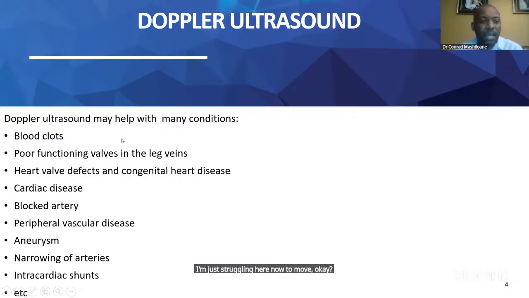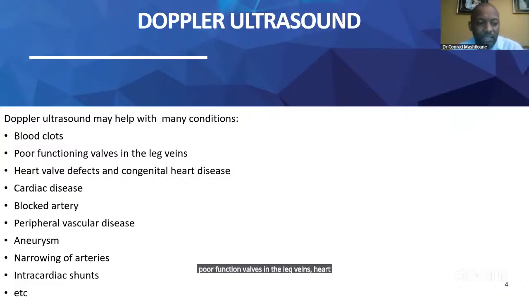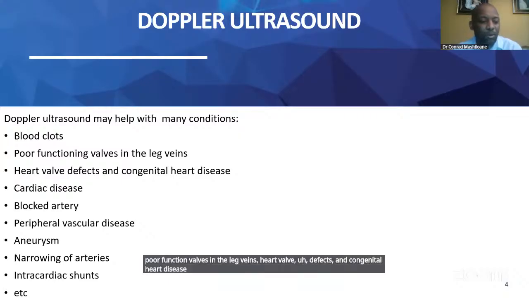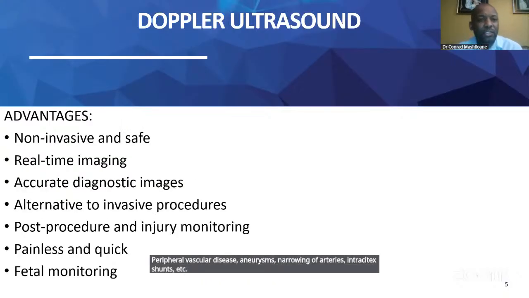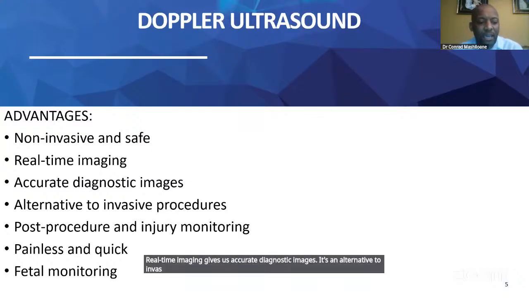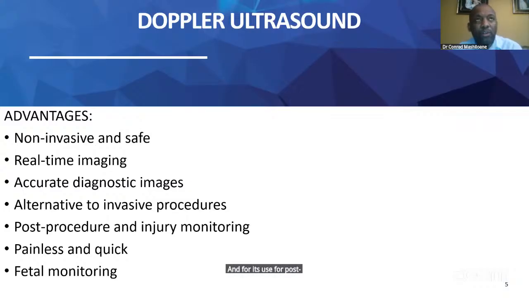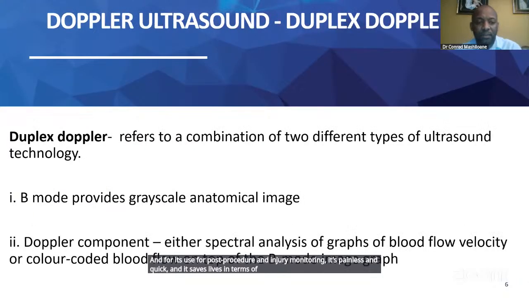And then basically Doppler ultrasound may help with many conditions like blood clots, poor functioning valves in the leg veins, heart valve defects and congenital heart disease, cardiac disease, blocked artery, peripheral vascular disease, aneurysms, narrowing of arteries, intracardiac shunts, etc. And the advantages of a Doppler ultrasound are that it's non-invasive, safe, real-time imaging, gives us accurate diagnostic images. It's an alternative to invasive procedures, and it's used for post-procedure and injury monitoring. It's painless and quick, and it saves lives in terms of fetal monitoring.